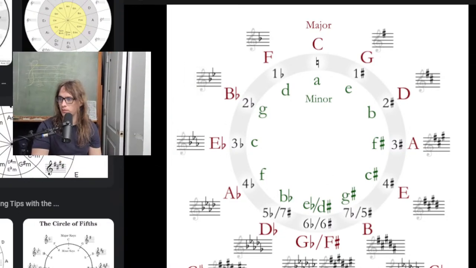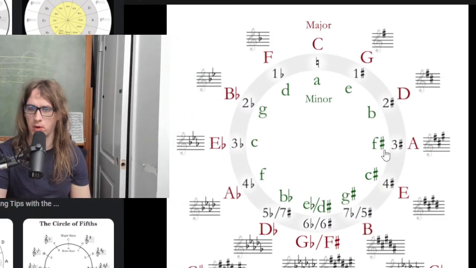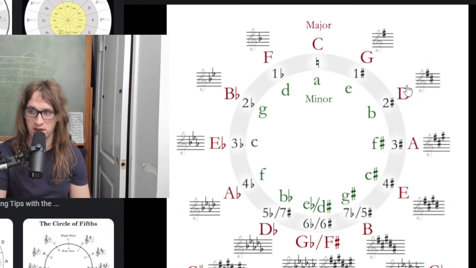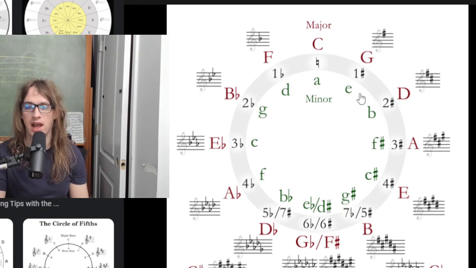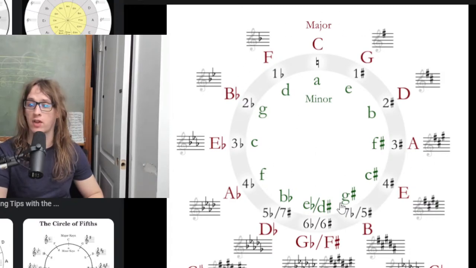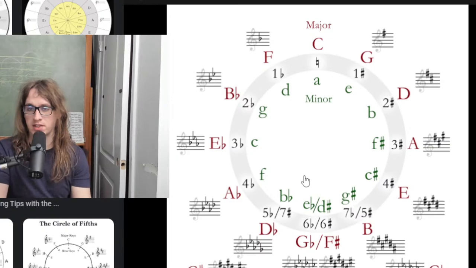Going further with this, let's do another example. If we're in the key of D major, that means that if you play the D major scale, you're going to end up hitting these two sharps in that scale. So you'll realize that every time you keep going clockwise, you add an extra sharp into the key. I'm going to go over the flats in a second here, but we're just thinking of clockwise first.